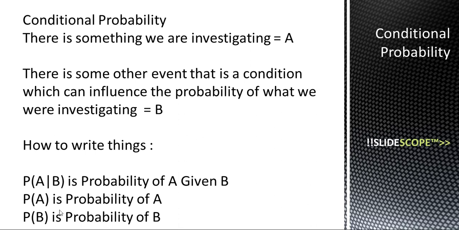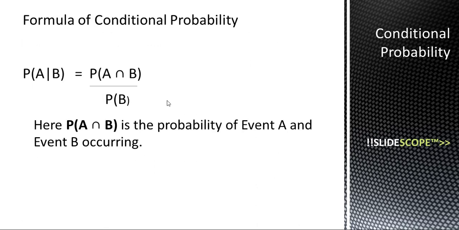Here P(A) is the probability of event A happening, meaning the probability that event A will occur. P(B) is the probability that event B will occur. And we have to calculate the probability of event A given B. Remember this term, I am repeating this name again and again: given. This is the formula of conditional probability.